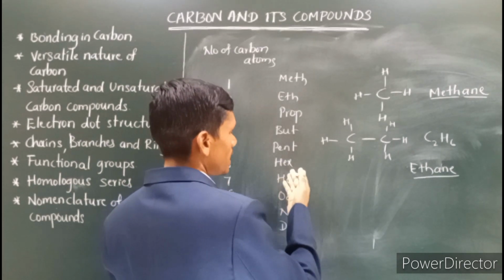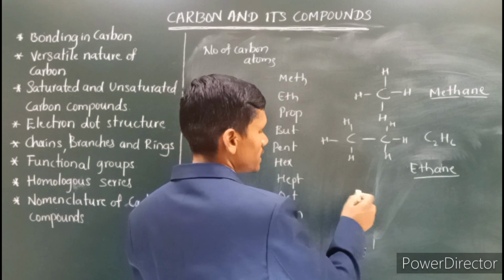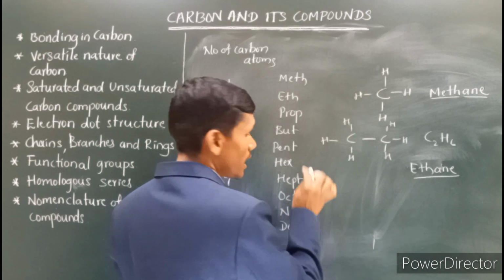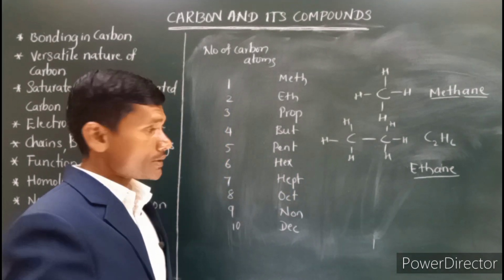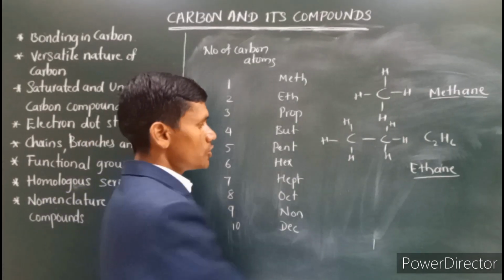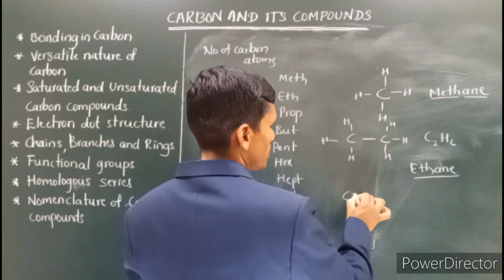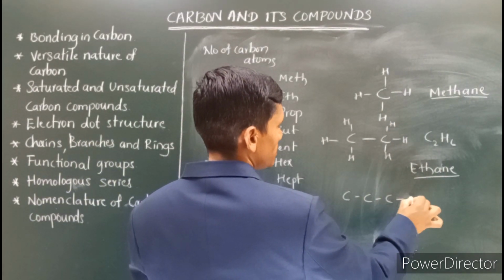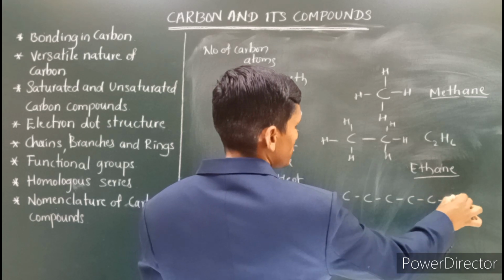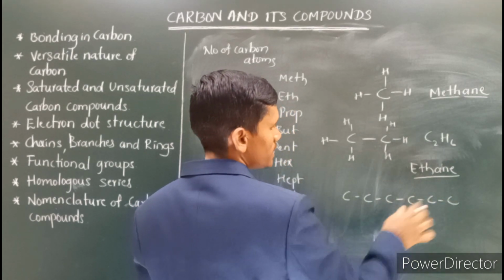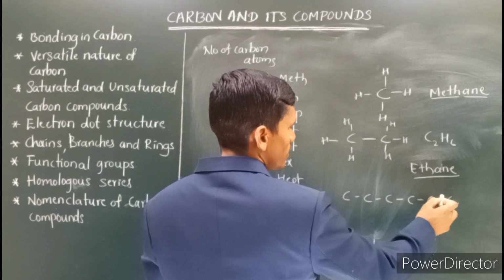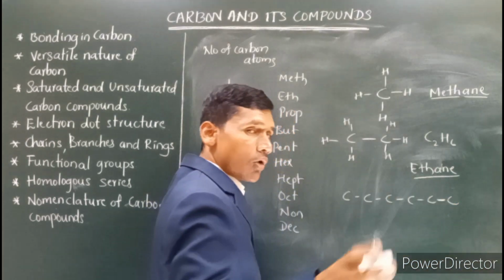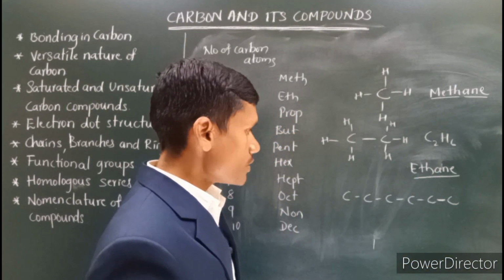Next, if you want to write any other higher carbon compounds, for example, hexane, we will take. Hexane means there must be 6 carbon atoms, as we have written here already, right? So you just write 6 carbon atoms: 1, 2, 3, 4, 5, 6. Now, for each carbon atom, there must be 4 bonds. Like that, you need to put hydrogen.